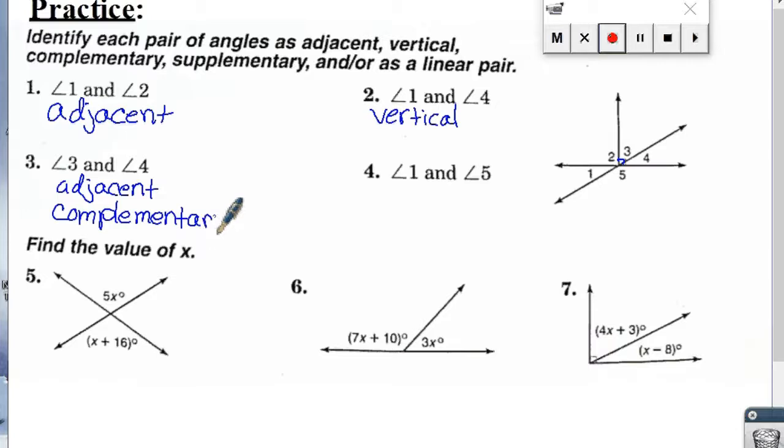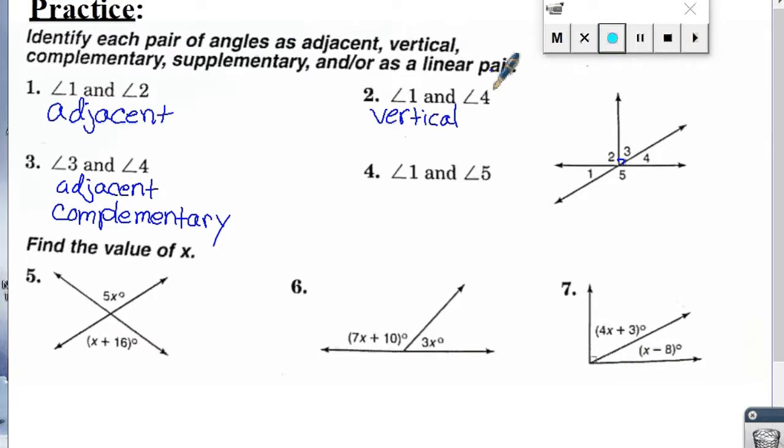So complementary means they add up to 90 degrees. Supplementary means they add up to 180 degrees. So if it's one of these, it can't be the other one. And if it's not supplementary, it can't be a linear pair. So angles 3 and 4 are adjacent and complementary.